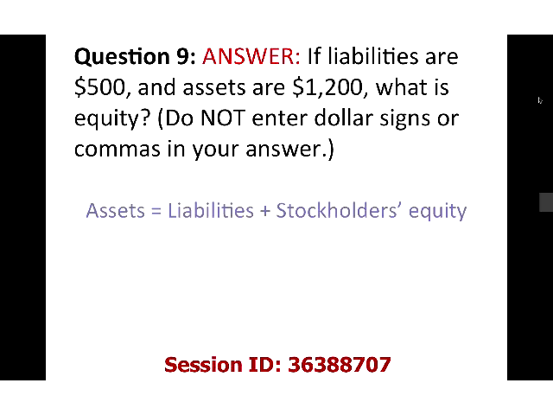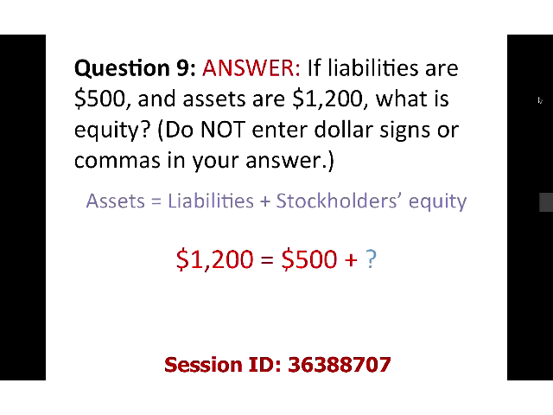Okay, remember when I put these up, the numbers can be in a different order. It's not necessarily the same question as we just had. In the question we just had, we added the two numbers together because we were given liabilities and equity. In this one, it tells us liabilities are $500 and assets are $1,200. So now assets are $1,200, liabilities are $500. What does equity have to be?